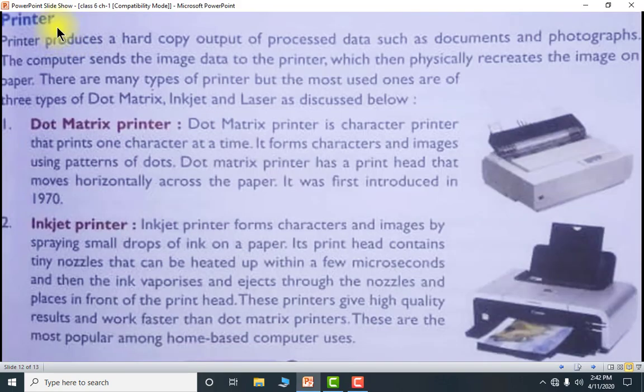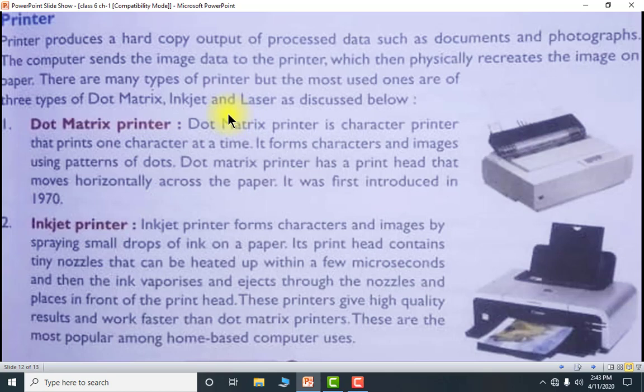Next one is the printer. A printer produces a hard copy output of processed data such as documents and photographs. The computer sends the image data to the printer, which then physically recreates the image on paper. There are many types of printers, but the most used ones are of three types, that are dot matrix, inkjet and laser printer. These are the three printers that are available in the market and mostly used.